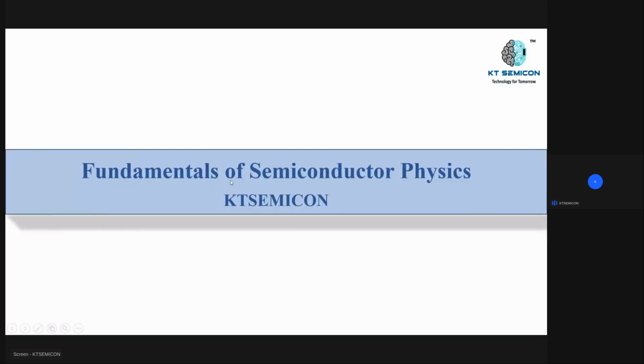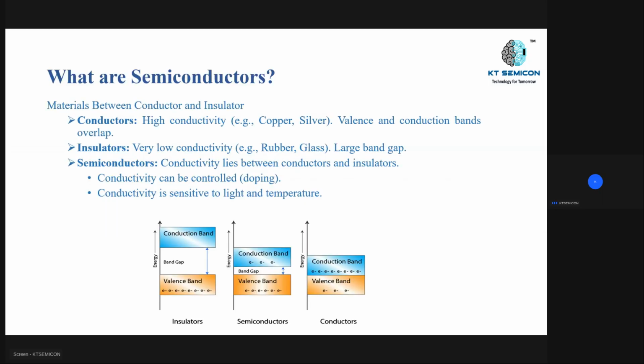So, some fundamentals of semiconductor physics, like why we have so many metals and other materials, right? Why we choose only silicon among all of those, we'll discuss. So what are semiconductors? In VLSI we mostly use semiconductors, right? Not only conductors and insulators. Among them, we are using semiconductors.